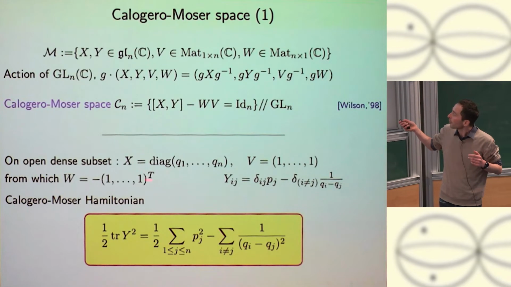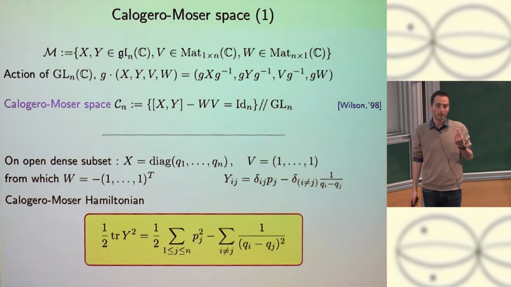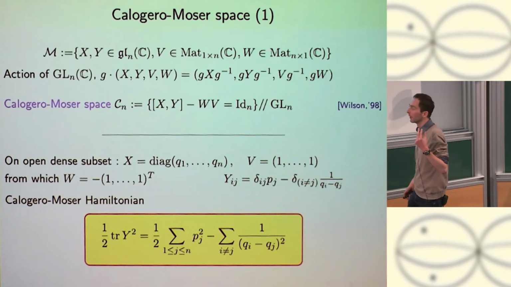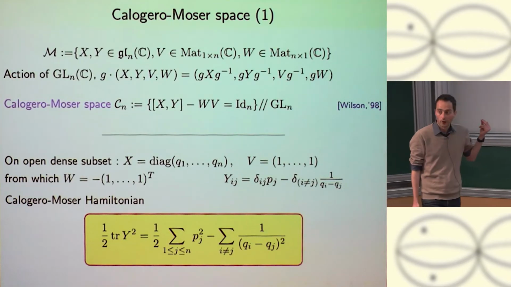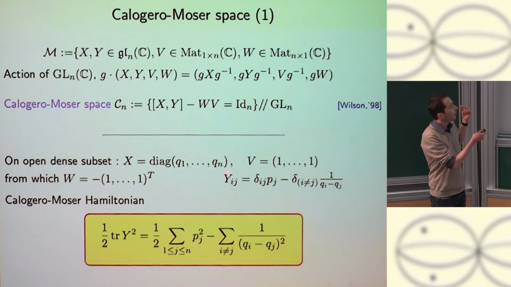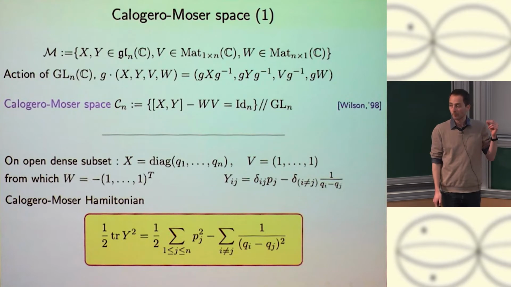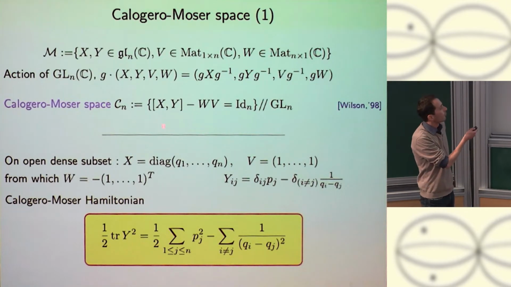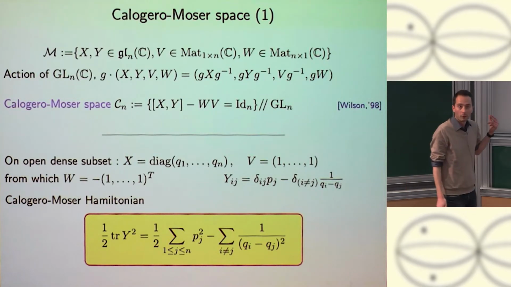Well, if you assume that you can diagonalize your matrix X and just call these diagonal entries some q_1 up to q_n, okay, so the interpretation as an integrable system for later will be that this q should be seen as just some position of some particles, okay? So if you think that these positions are just eigenvalues of one of your square matrices, and then the V, the covector here, is just made of ones, okay, then by just looking at your moment map equation, you can really determine the rest. So your W will be made of minus one. And then your Y matrix is such that the diagonal entries are free. You can call them just p_i.